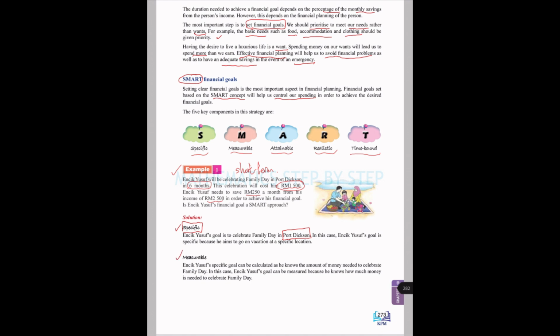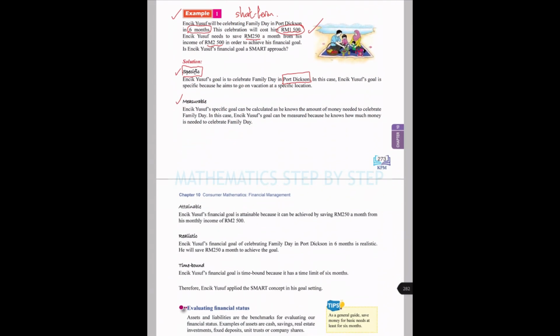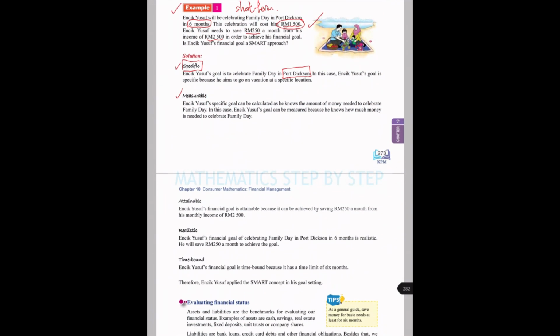Encik Yusuf's special goal can be calculated as he knows the amount of money needed to celebrate Family Day. Okay, 1,500. In this case, Encik Yusuf's goal can be measured because he knows how much money is needed to celebrate Family Day. Okay, then let's check and see whether the goal is attainable. Encik Yusuf's financial goal is attainable.